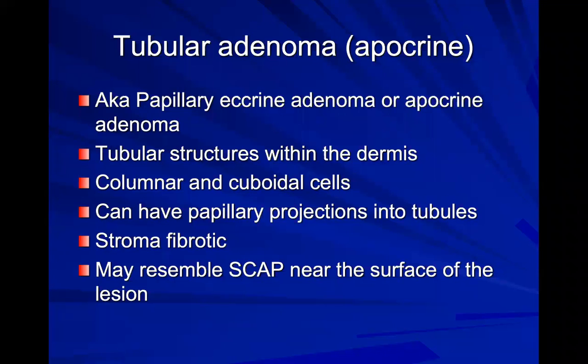Okay, tubular adenoma. There's a lot of different names for this: papillary ecrine adenoma, apocrine adenoma, or tubular adenoma. Basically, you have tubular or round cystic structures in the dermis. It's kind of like the equivalent of the trichoadenoma for the follicular stuff, where they have cystic things in the stroma. It can be just big cysts, or they can have papillary projections into it, making it a little more complex. Stroma is fibrotic. It can also look like a syringocystadenoma papilliferum near the surface.